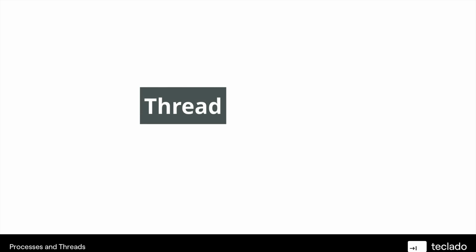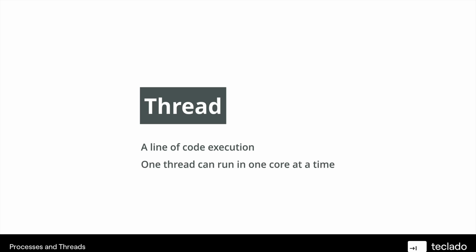So a thread in computing, moving away from philosophers, a thread in computing is a line of code execution. For example, your Python program can run in a single thread, or a game can run in a single thread. Anything can run in a single thread. It's just the code in an application that runs from top to bottom. That can run in a thread. And you can have one thread running in one core at a time. So if you have 4 cores, you can run 4 threads at the same time, one in each core.